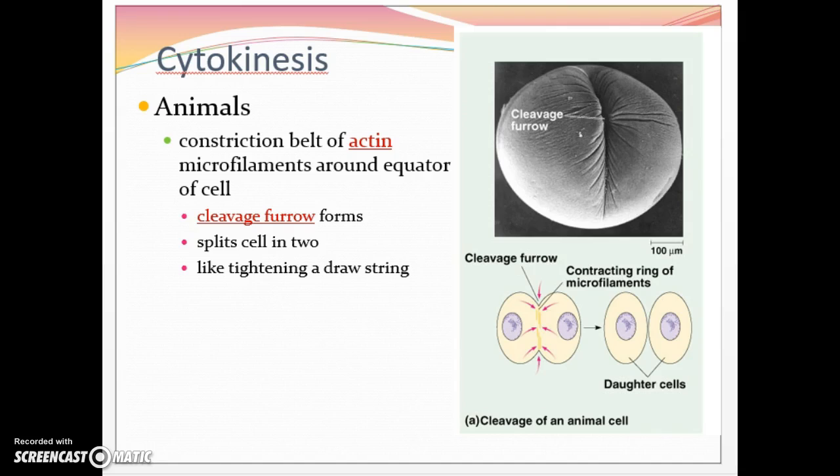On the cytoplasmic side of the cleavage furrow is that contractile ring of actin microfilaments that are very closely related to the motor protein myosin. Actin and myosin should sound familiar because they're proteins in our muscle fibers that are involved in contraction and relaxation of muscles. And so that's partly how this pinching of the two cells apart occurs, through a contraction.